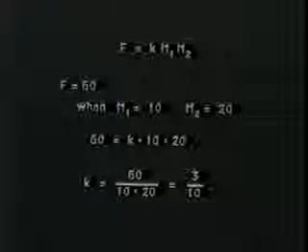Next, what is that constant? We substitute the numbers we're given in the problem. That lets us find out that the value of K is 3/10. And that gives us our real formula, the one we can work with to solve the problem.